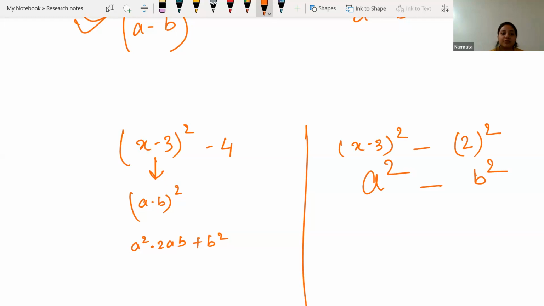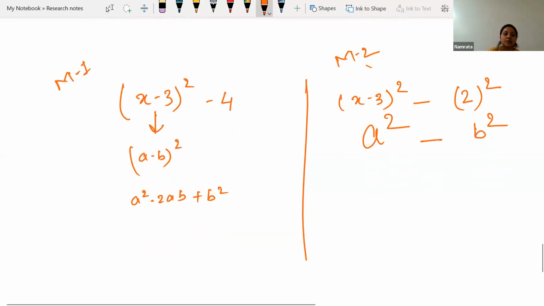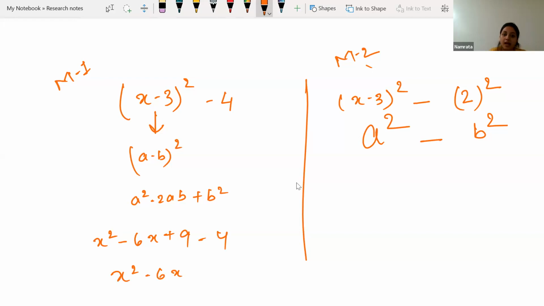If you are solving by method 1, and if I am solving by method 2, we both will land at the same place. All right, let's check it. Here we will be having, let's do it quickly, x square, then minus 2ab means 3 times 2 times 6, 6x plus 9 minus 4. So we will be having x square minus 6x plus 5, since 9 minus 4 is plus 5.